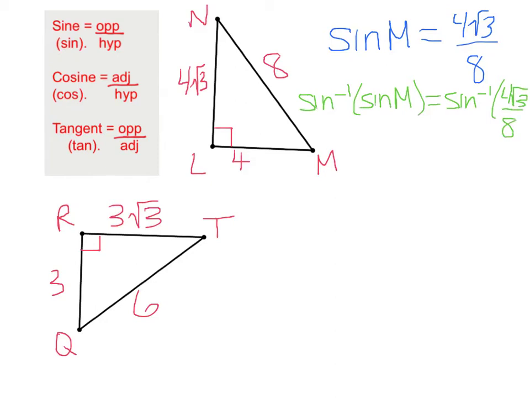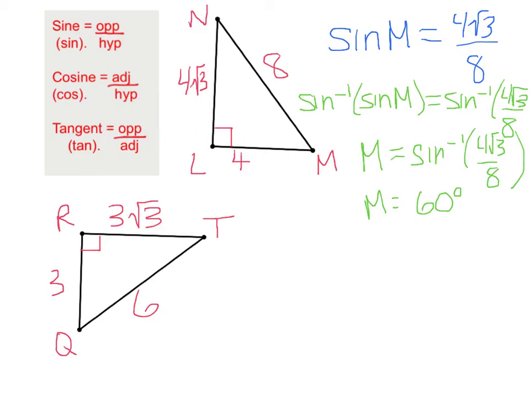On this side, inverse sine and sine cancel each other out. It's like adding and subtracting, or multiplying and dividing, or square roots and squares. They're inverses, so they cancel each other out. So over here we get M by itself, and over here we have the inverse sine of 4 root 3 over 8. What this question is asking, which you know the answer to, is what angle has opposite 4 root 3 and hypotenuse 8? What angle has the sine of this? And by special right triangles, we know that that is 60 degrees.